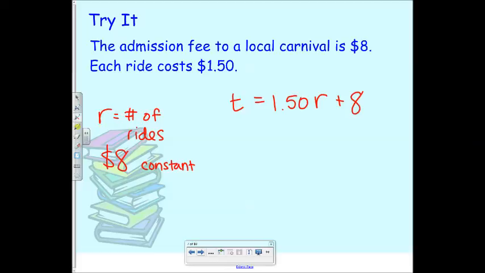What if you went on 2 rides? What would you do to figure that out? 2 times 1.50 plus 8. Exactly. So you plug in the number of rides for R, and then that gives you the total.